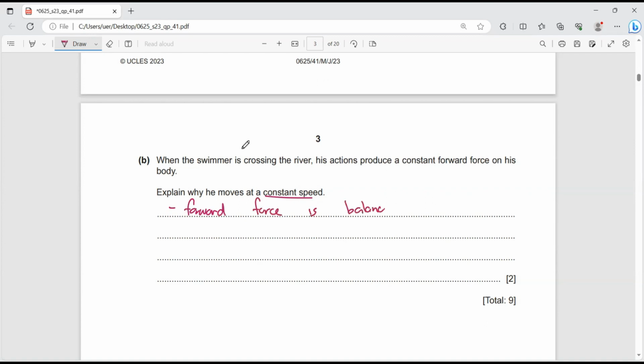Is balanced by the friction force. That's why he moved at constant speed. Net resultant force is zero. Balanced means zero. Net force equals zero, resultant force equals zero. Try the word resultant. Net or resultant, don't just write force. I said net force. Resultant force zero, balance, you get 1 mark. Another one, you mention balanced by friction force, another 1 mark.